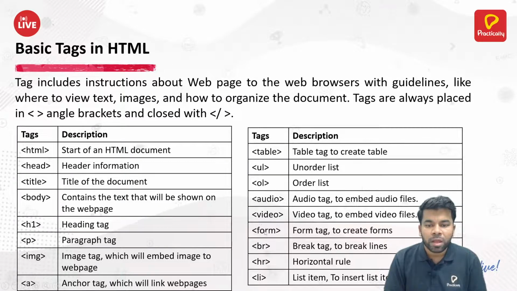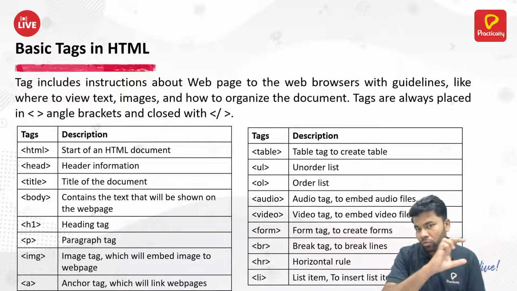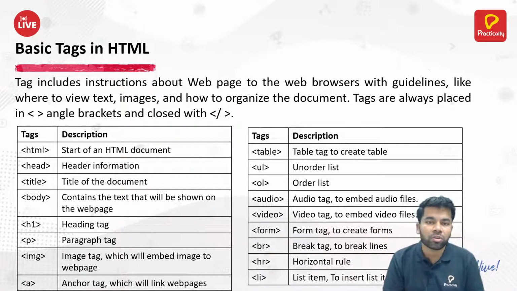The table tag is used to display the information in the form of a table, in the form of rows and columns. If you want to display the information in the form of rows and columns, then you can use the table tag. This is the table, with tags and descriptions. This is one row, this is another row, this is another row, this is one column, this is another column. The UL tag is used to create the unordered list.